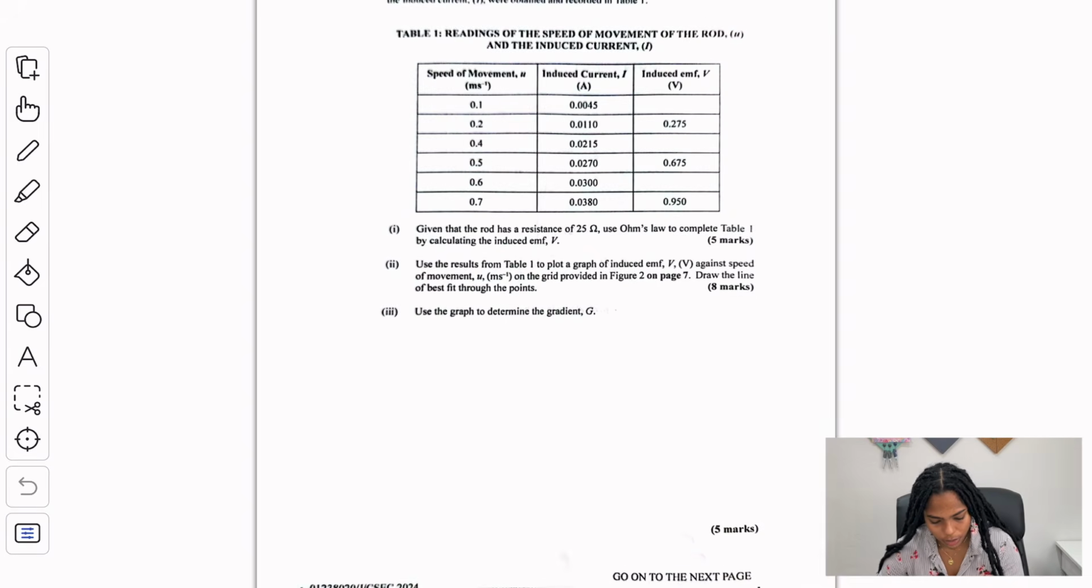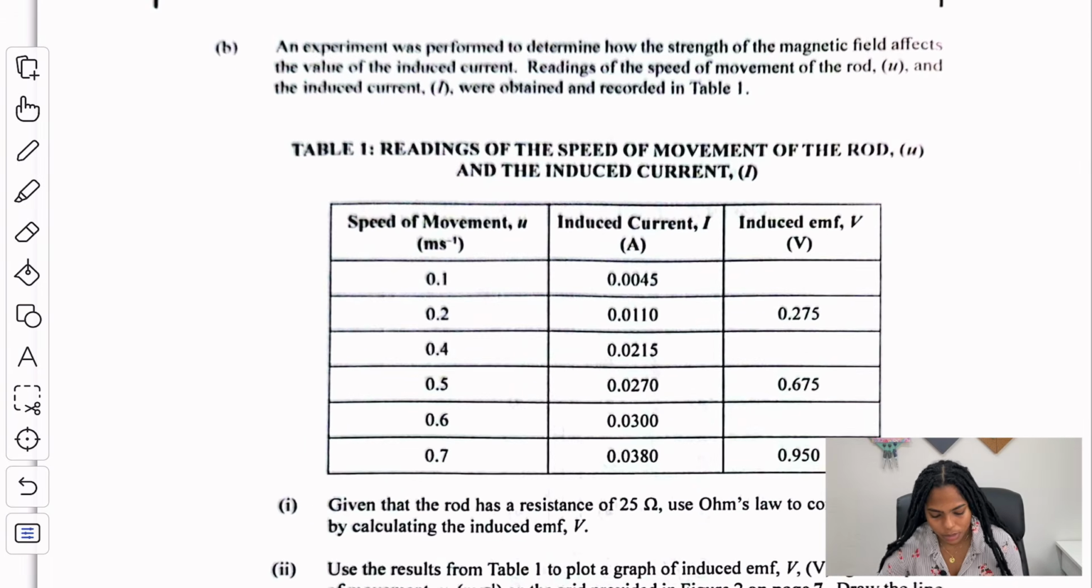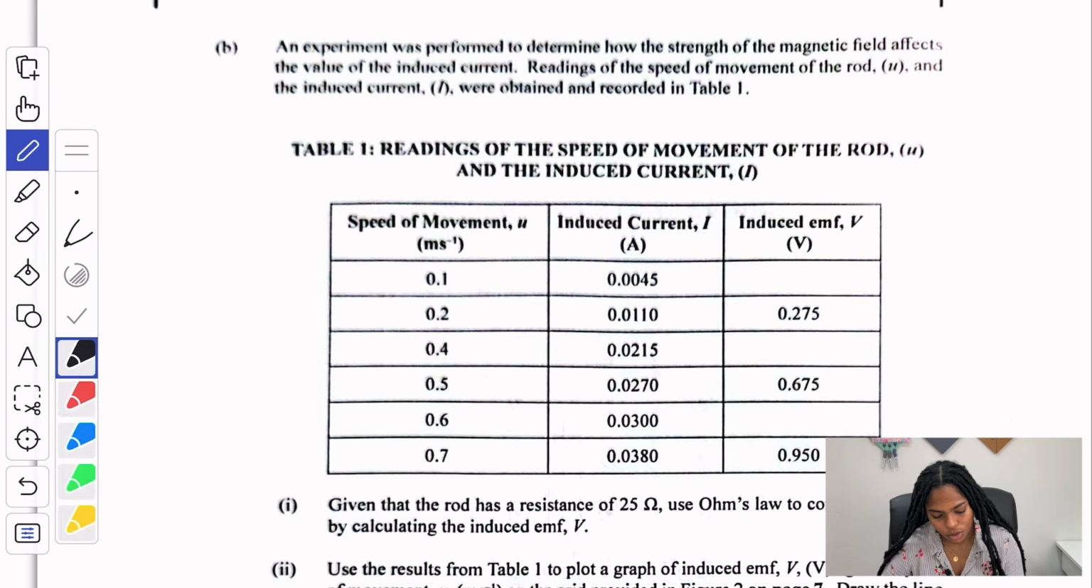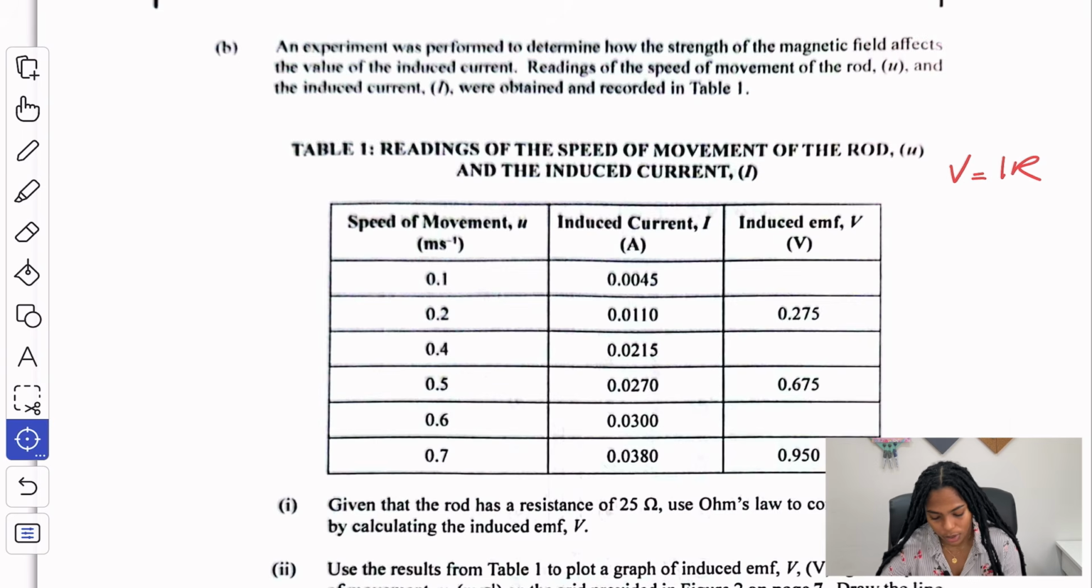So we have: an experiment was performed to determine how the strength of the magnetic field affects the value of the induced current. Readings of the speed of movement of the rod and the induced current were obtained and recorded. They're saying, given that the rod has a resistance of 25 ohms, use Ohm's law to complete table 1 by calculating the induced EMF. So Ohm's law is V is equal to IR. If they want us to find the induced EMF, that's V. So we're going to be using I and R.